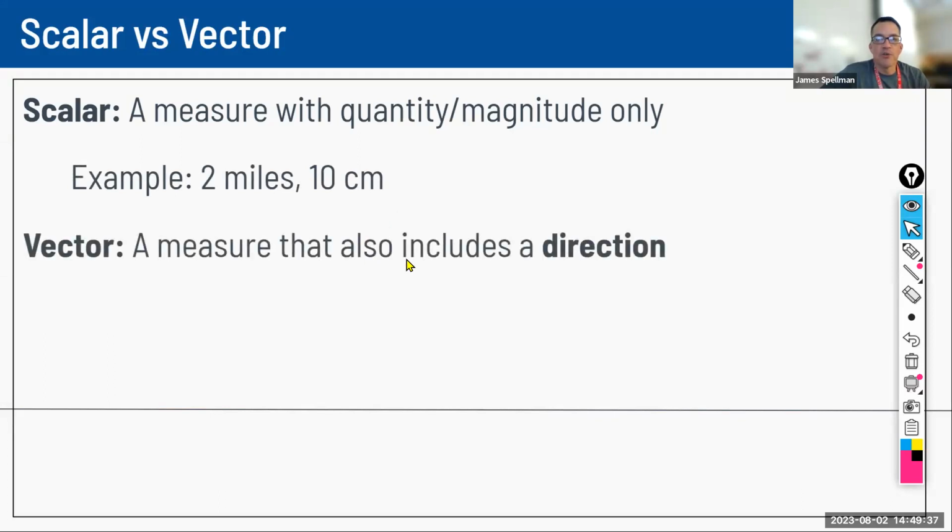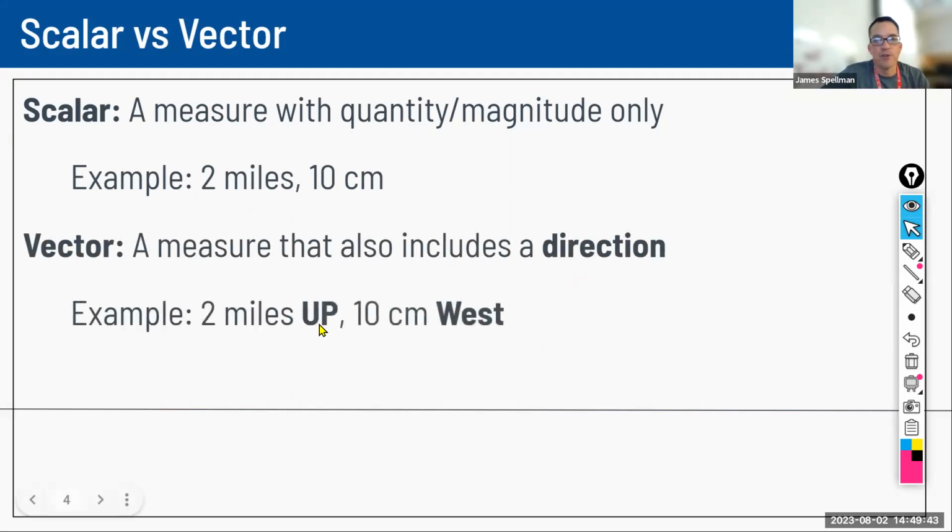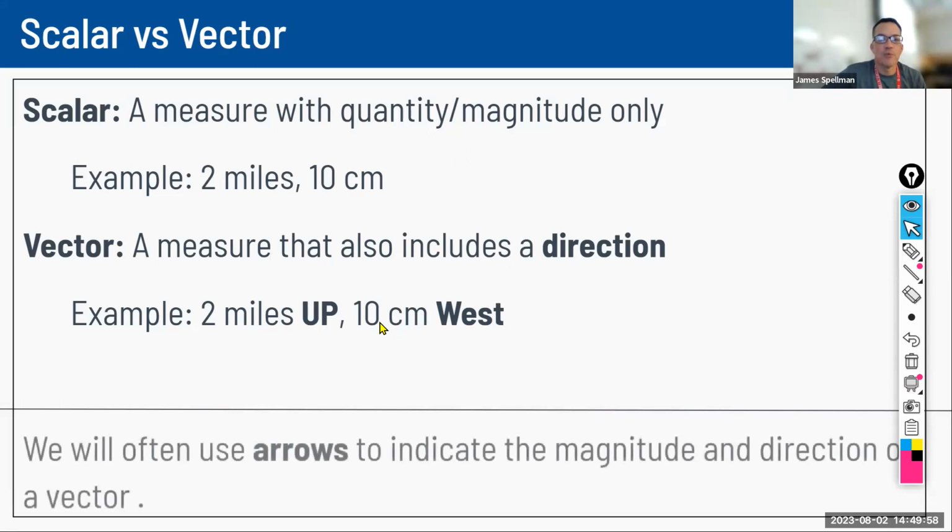To understand how a vector is different, a vector is going to have a direction to it. So instead of 2 miles, I would need to say 2 miles north, or 2 miles up, or 2 miles positive. I need to give it some kind of a directional quality to make it a vector. And again, 10 centimeters would be a scalar distance. 10 centimeters west would be a vector distance because it's telling me the exact direction in which to go.